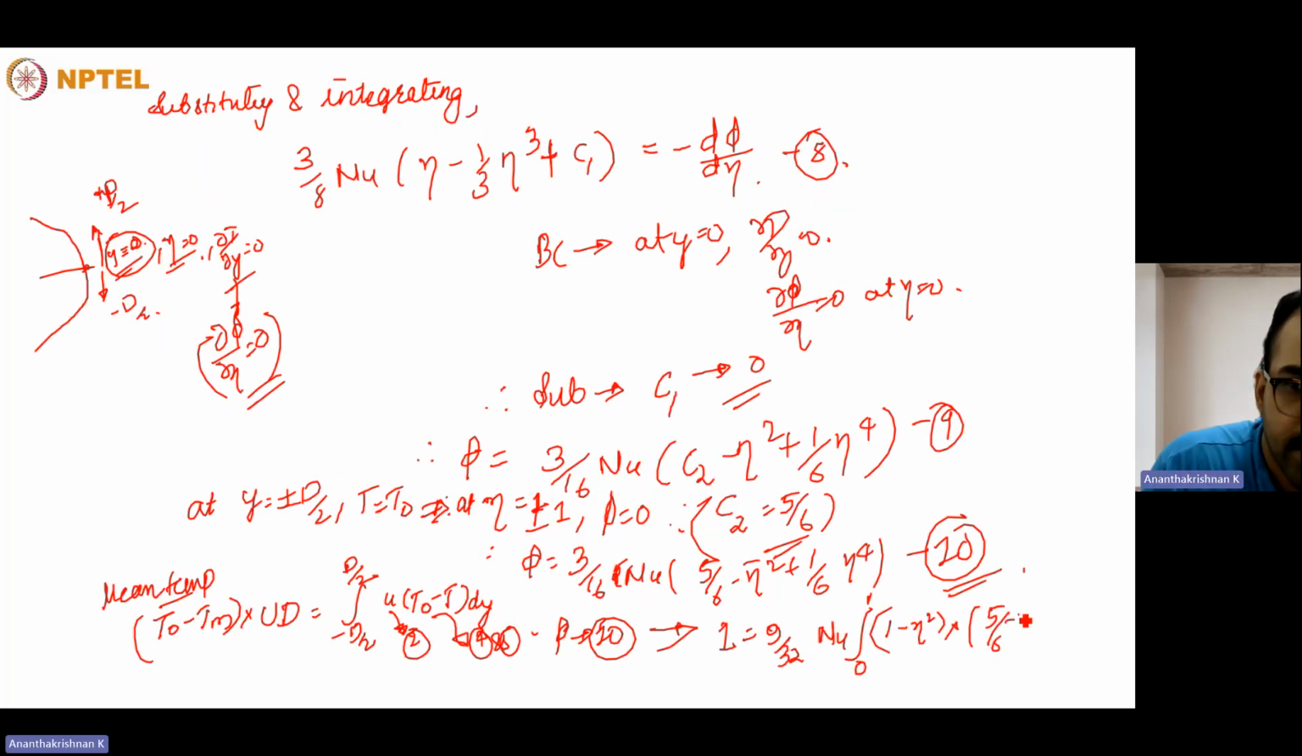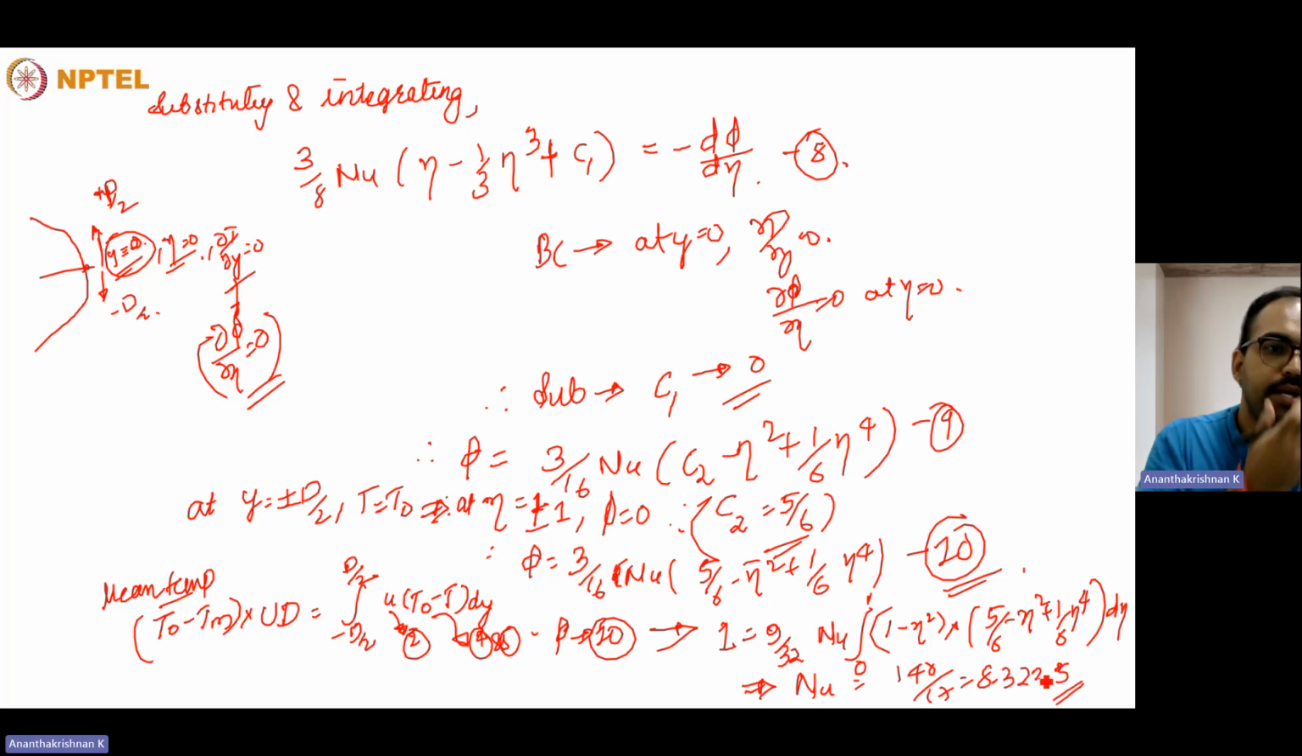5 by 6 minus eta square plus 1 by 6 eta raised to 4 comes from the 10th equation, substituting 5 in terms of Nusselt number. Taking the Nusselt number outside and integrating, we'll get Nusselt number equal to 140 divided by 17, equal to 8.235.